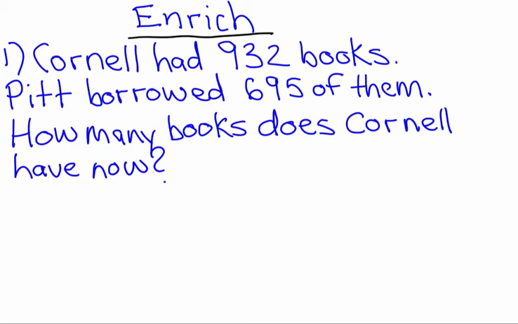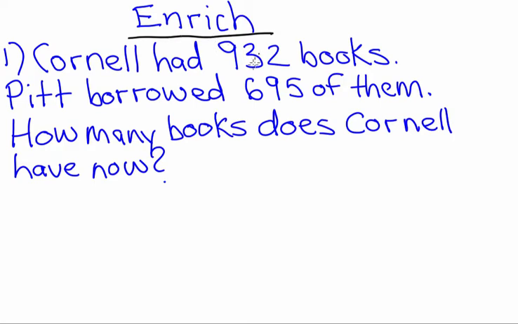All right, so if you're working on Enrich, it means that you are ready to challenge yourself a little bit more here. So let's take a look at this problem. I actually gave you a word problem because I want you to be able to apply this and notice when we're working on subtraction. So let's read the problem together.